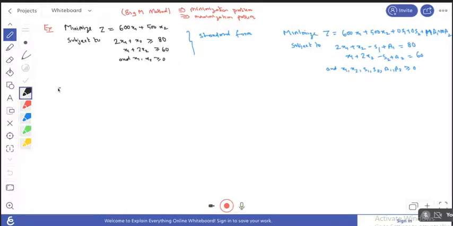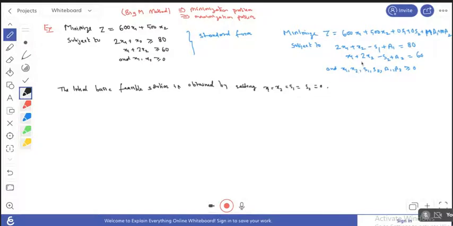So now the initial basic feasible solution is obtained by setting all of x1, x2, s1, s2 equal to 0.